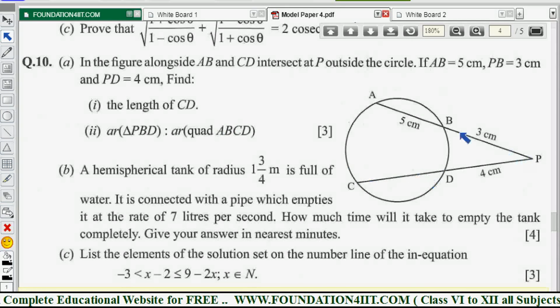This line segment is touching the circle at A and B. So it's not a tangent, it's touching at 2 points. That is a secant. Now CP is a line segment touching the circle at 2 points, C and D. So let us use this formula and we'll find the length of CD. So let us take the diagram first.